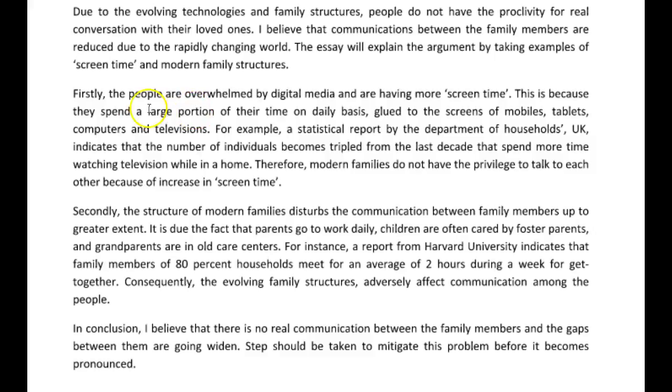"Firstly, the people..." not "the people," "firstly, people are overwhelmed by digital media and are having more screen time." So again, this is not a general topic sentence. This is quite a strong opinion. People are overwhelmed? Are they? By digital media? I'm currently using digital media. I don't feel overwhelmed. Are they having more screen time as a result of being overwhelmed? Or are they being overwhelmed by screen time, or are they coping with being overwhelmed by technology by having screen time? I'm not sure.